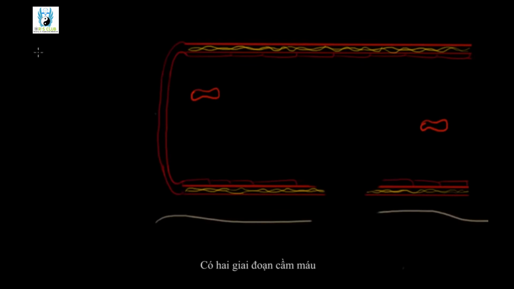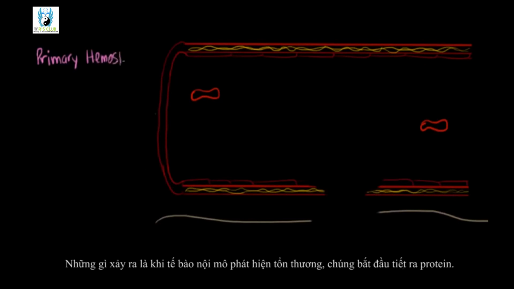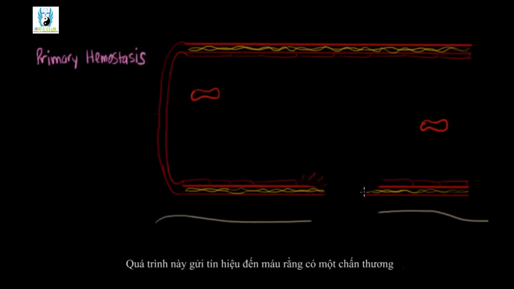There are 2 stages to hemostasis. The first stage is primary hemostasis, and this begins immediately after there's been an injury. And what happens is the endothelial cells at that site of injury begin to secrete proteins, and this sends signals to the blood that there's been an injury.